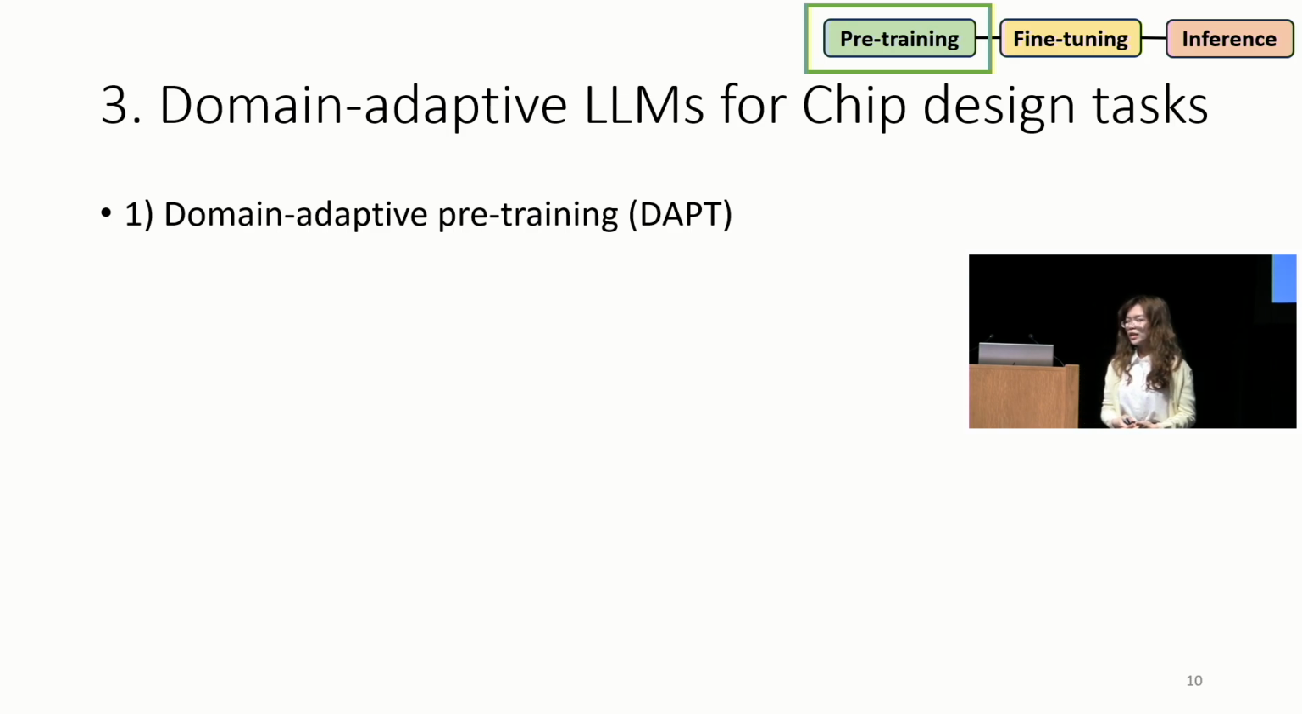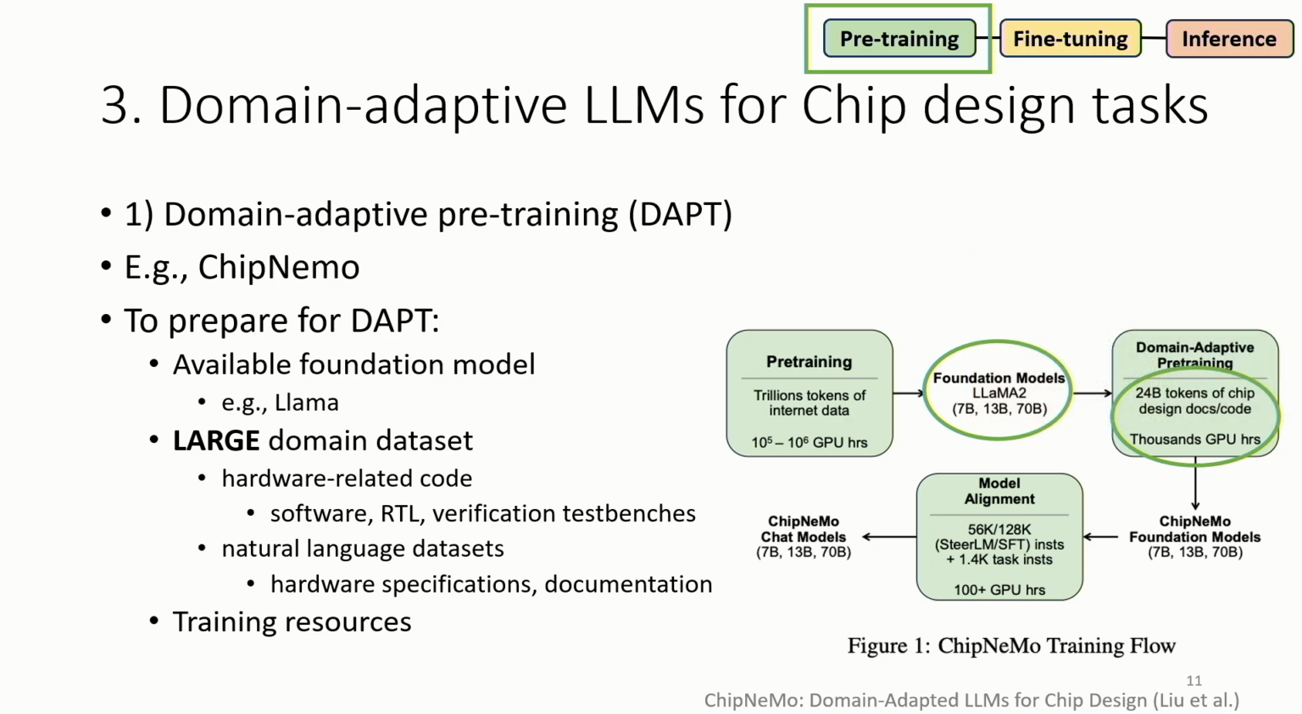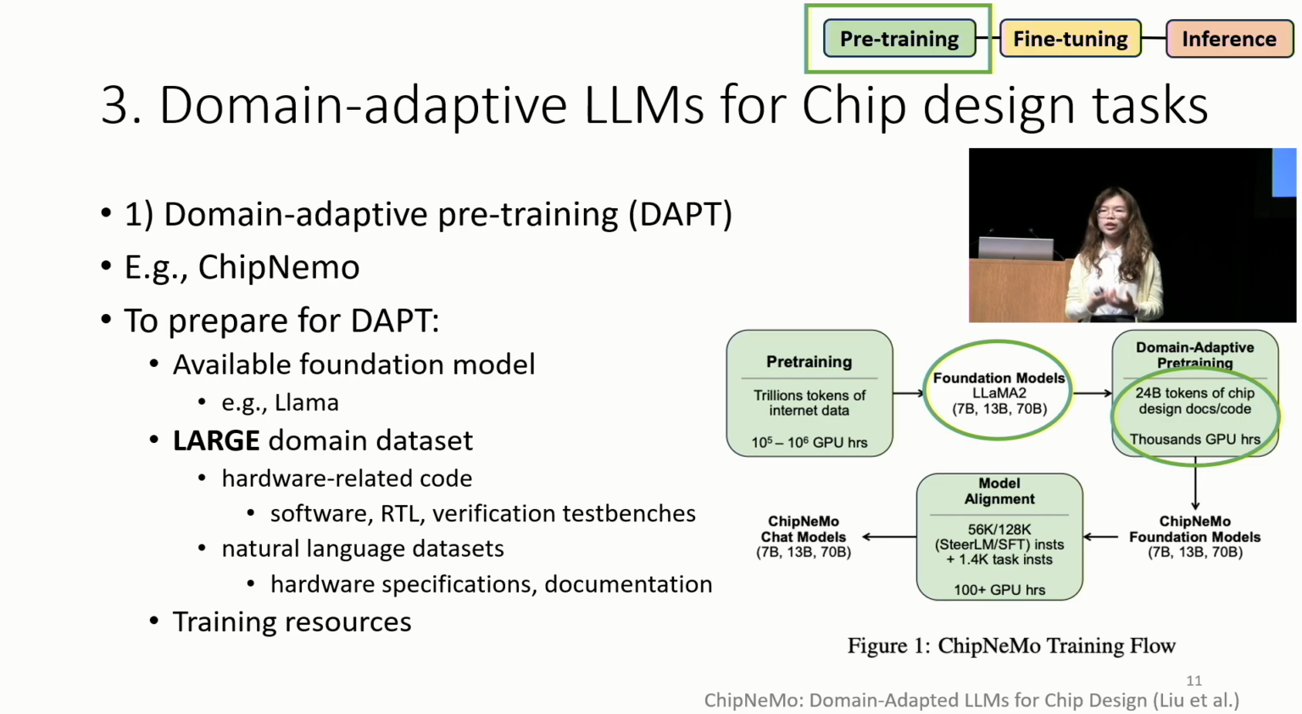The deepest integration of the domain knowledge is that we can do domain adaptive pre-training. One example here is ChipNemo. To prepare for domain adaptive pre-training, we need to consider, first of all, what foundation models are available. For example, Llama 3. With access to the model parameters and gradients, you can tune the model based on your collected domain dataset.